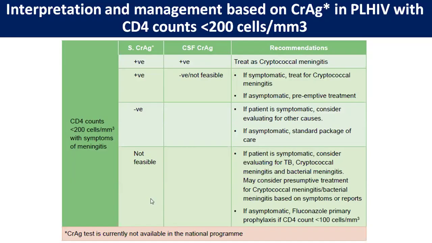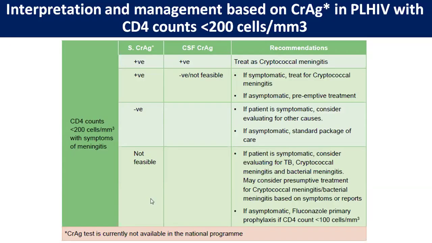Serum CrAg positive, CSF negative or not feasible. You're not able to do CSF, or it is negative. So, if symptomatic, treat for cryptococcal meningitis. If it is not symptomatic, preemptive treatment should be initiated. If it is negative and the patient is symptomatic, consider evaluating other causes, ruling out other causes. If asymptomatic, standard package of care.